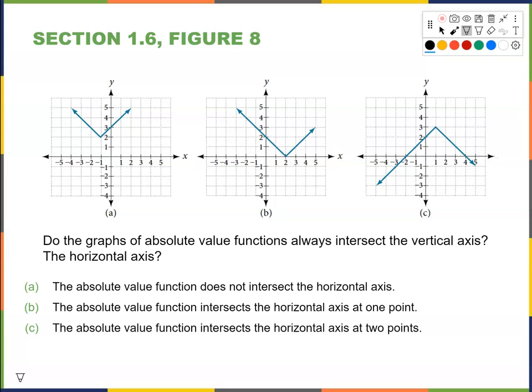How about letter B? The absolute value function intersects the horizontal axis at only one point, at this point. And letter C, the absolute value function intersects the horizontal axis at 2 points, at this point and at this point.